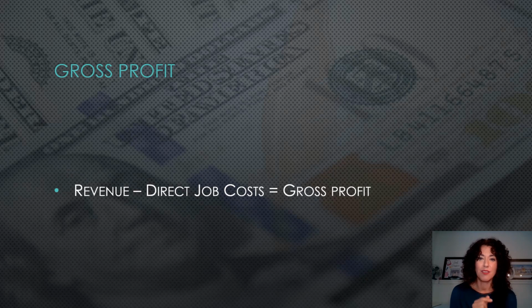And finally, gross profit. Gross profit is your revenue minus your job cost equals your gross profit. If you just take all of the jobs that you're doing and put them in a pile and you say, how much did I bill? How much did I have in cost on those jobs? That equals gross profit. It doesn't include overhead. It is just what is generated from your jobs.